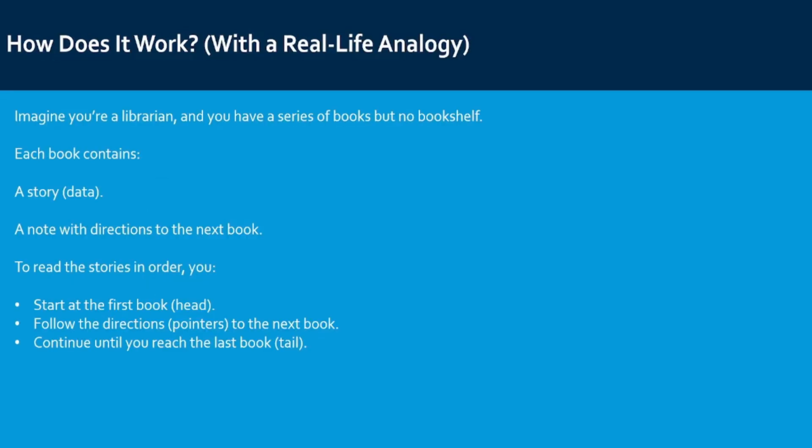Now how is it going to be in real life? Imagine you are a librarian and you have a series of books but no bookshelf. Each book contains a story, that is the data, and a note, that is the direction to the next book. So read the story in order, start with the first book, that is the head, follow the directions, the pointer to the next book, and continue until you reach the last book, that is the tail. This is a simple example.